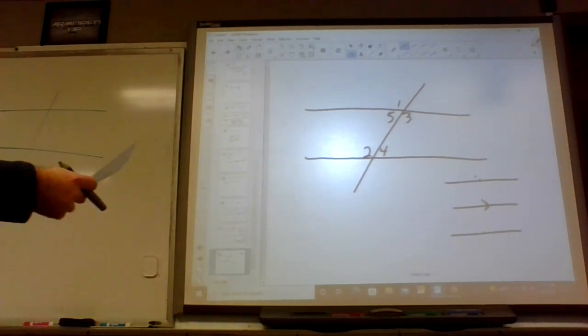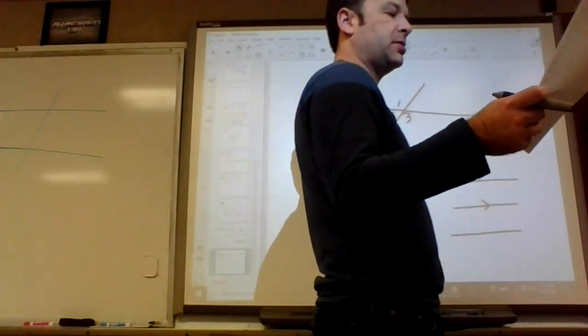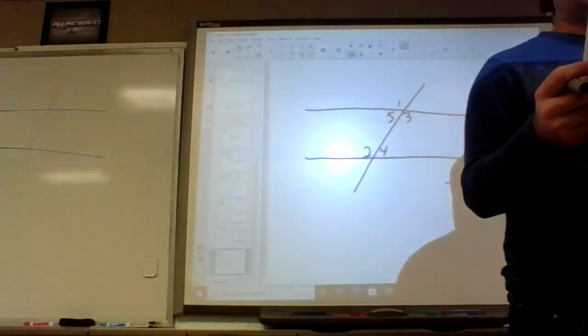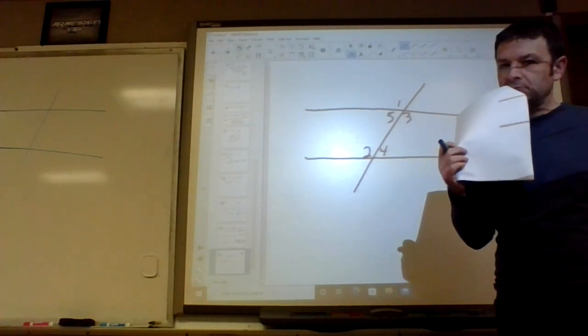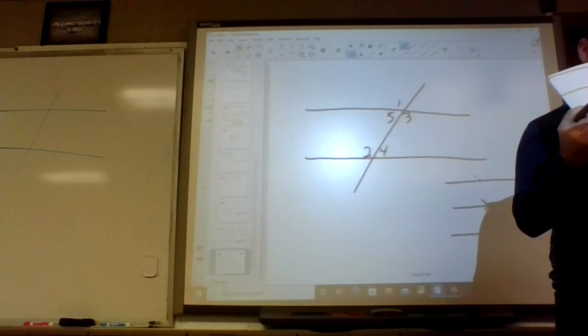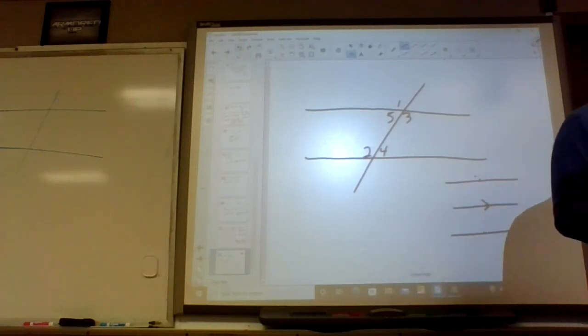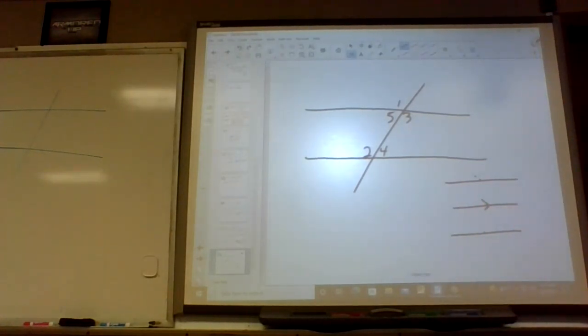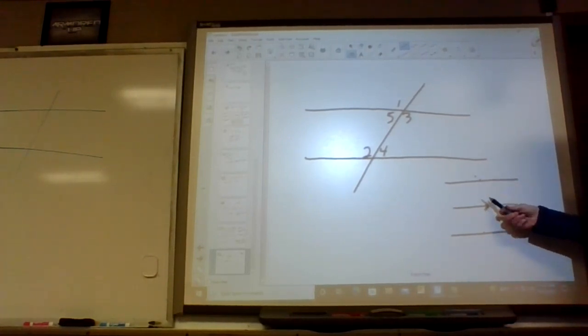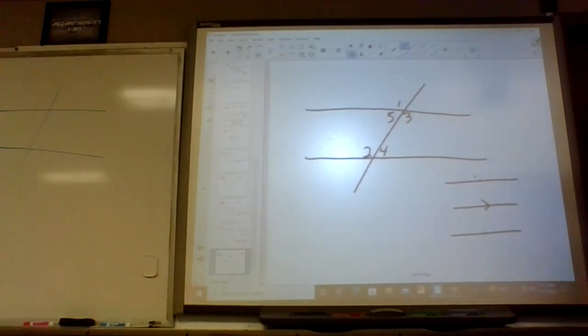Would it be like x equals y, y equals z, so therefore z equals x? No, that's different. That would be if line A is parallel to line B and line B is parallel to line C, therefore line A is parallel to line C. This is different. This is more like A is parallel to B, C is parallel to B. It's pretty close, but it's a little bit different.